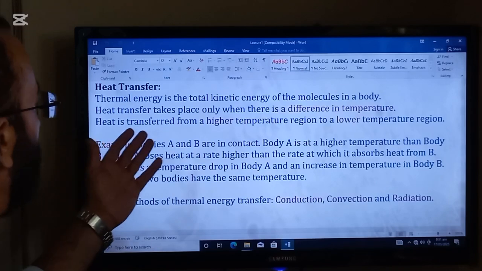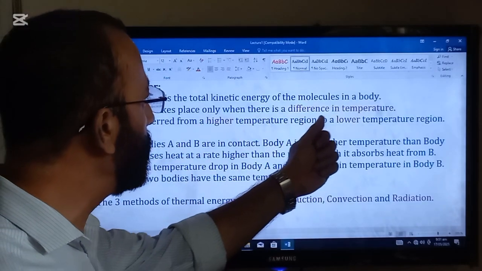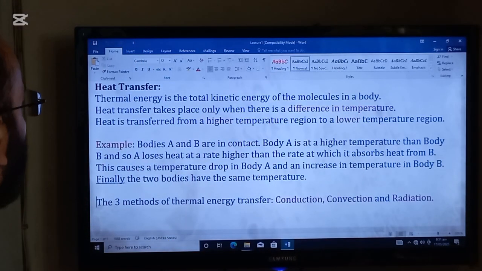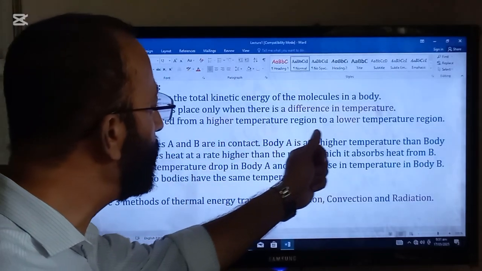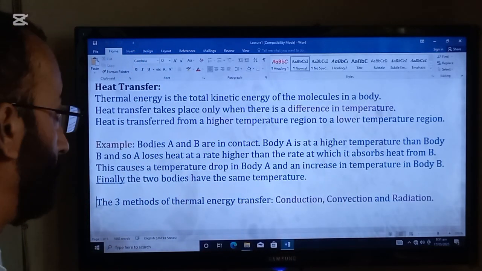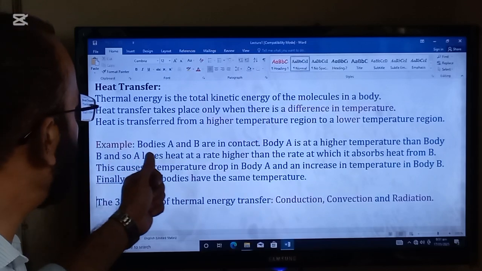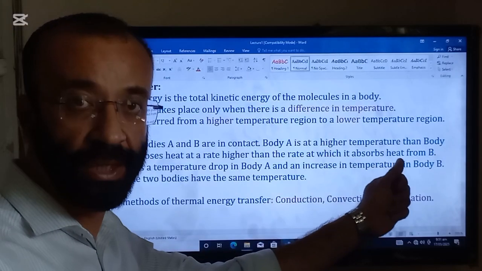Thermal energy is the total kinetic energy of the molecules in a body. Very important line: heat transfer takes place only when there is a difference in temperature. And another very important point: heat is transferred from high temperature region to low temperature region.